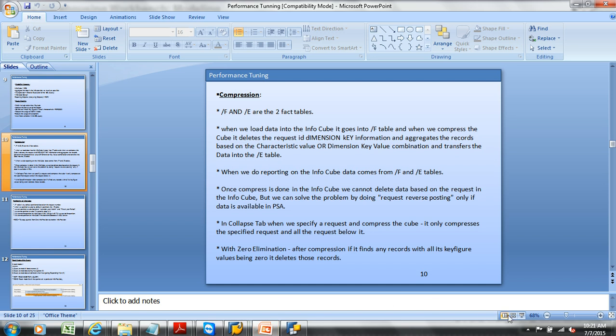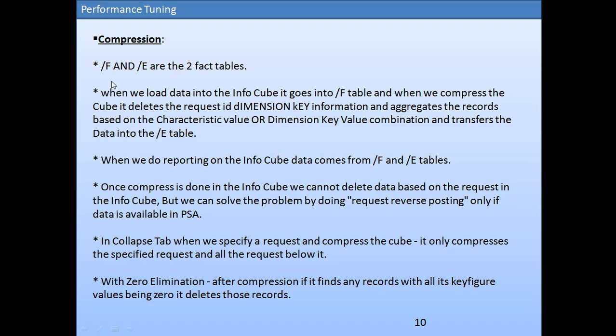Now compression. Now I think it should be okay. And now how many fact tables will I have in the cube? Now I'm opening up another fact table, F and E. When we load data into the cube, it goes into the F table. When we compress, it deletes the request ID dimension key and aggregates the records based on the characteristic value combinations and puts them into the E table. And when we do reporting, the cube reads from both F and E, the union of F and E.